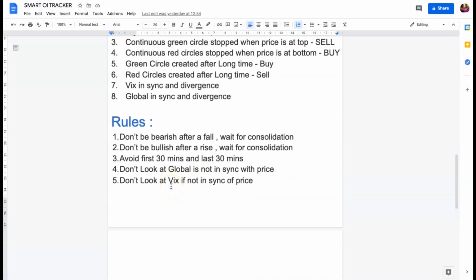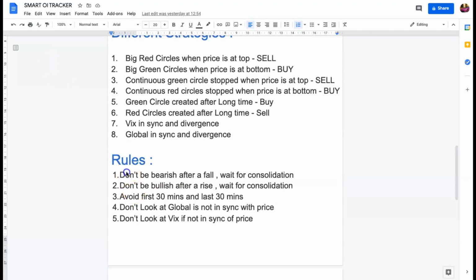Now let us look into the different rules that you should definitely follow while using the smart wire tracker. Rule number 1 is don't be bearish after a fall, wait for consolidation. For example, if Nifty or Bank Nifty has fallen too much, and after the fall you are getting any red color signal or any bearish signal, please don't take any bearish trade. Wait for some consolidation or retracement. Then, if you are still getting a sell signal, you can enter a sell trade.